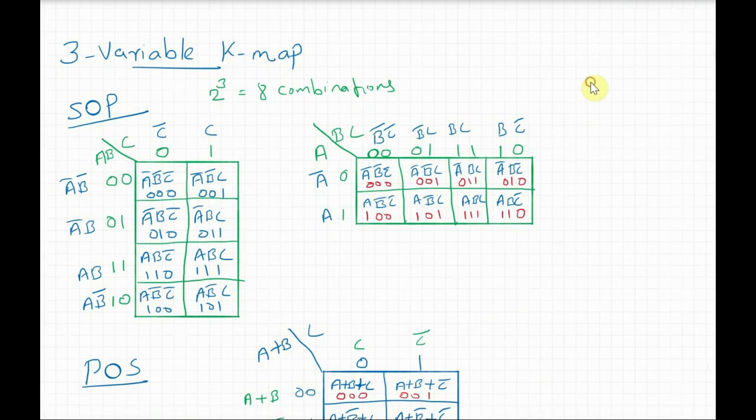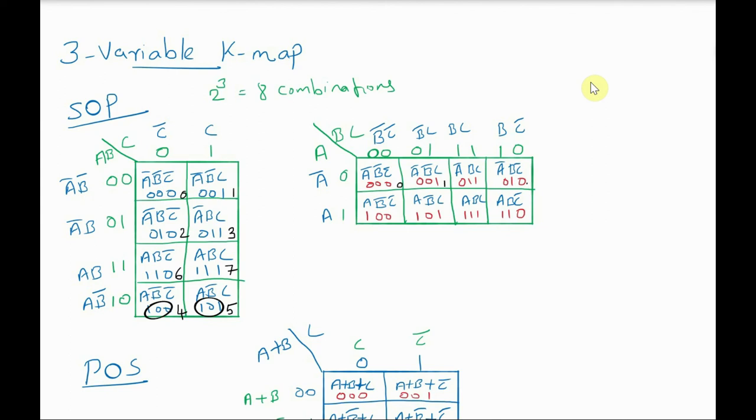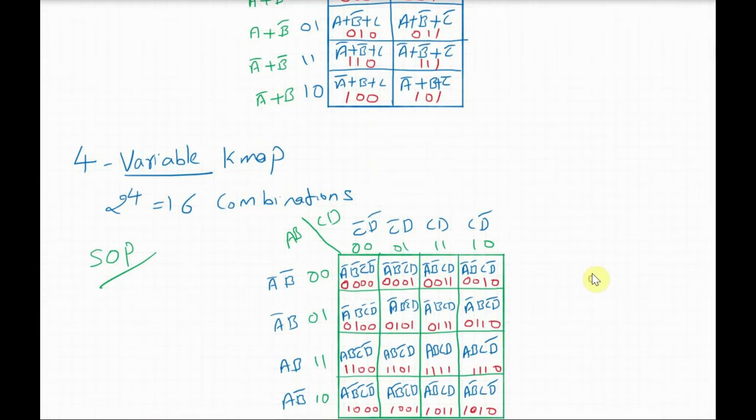So remember these cell numbers, how to number these cells. This is also required. Here also, this is cell number 0, this is 1, this is 2, this is 3. And 4 is here because 100 is 4. And binary 101 is 5 in decimal. 110 is 6 and finally 111 is 7. So check the change in order: 0, 1, 2, 3, then the last row comes 4, 5, 6, 7, because we are using gray code. Similarly here also, this is 0, 1, 2, 3, 4, 5, 6, 7. And we will see the four variable kmap also.